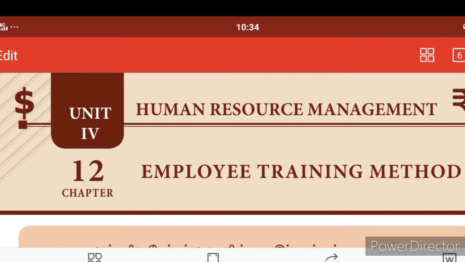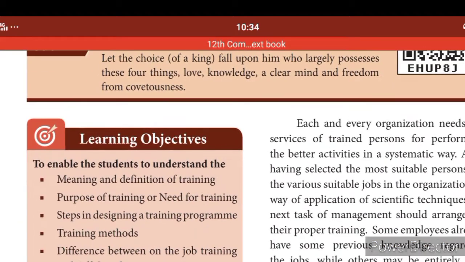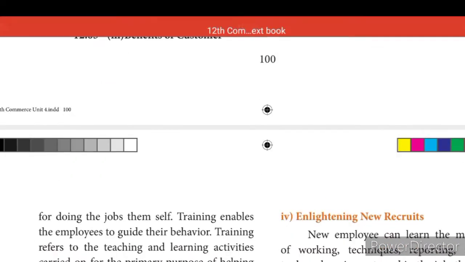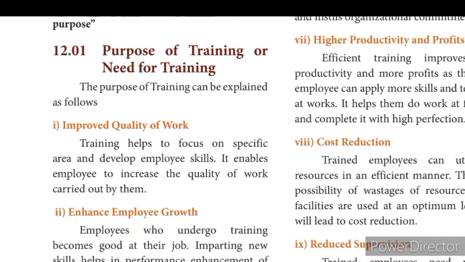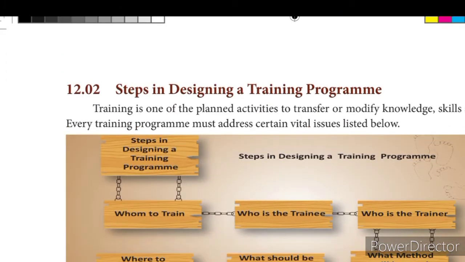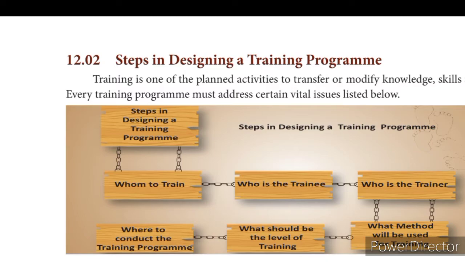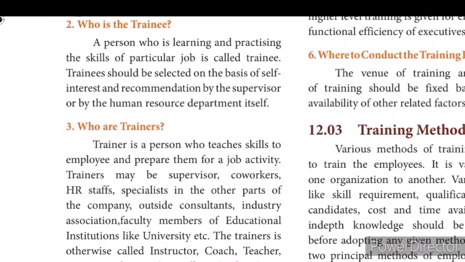So, the chapter that we are going to see today is the continuation of chapter 12, that is employee training method. In the last session, what did we see? I covered what is employee training method, like what is training. We learned about the definition of training, and the purpose of training or need for training. Then the next topic was about steps in designing a training program. So that is what we covered in the last session.